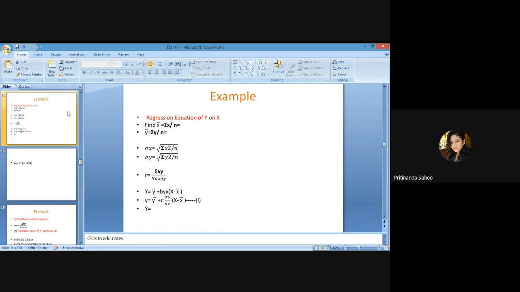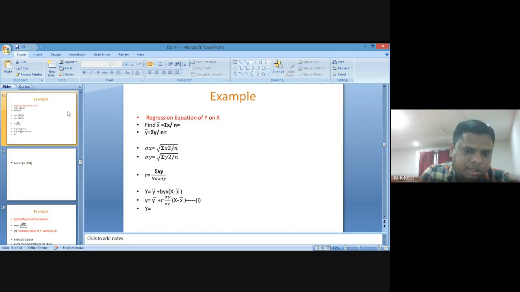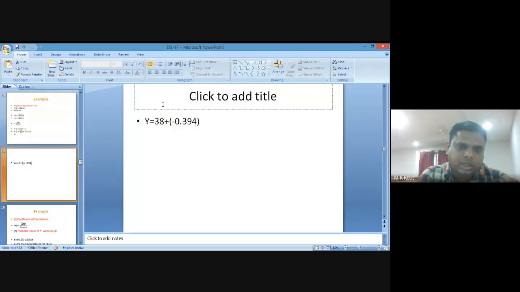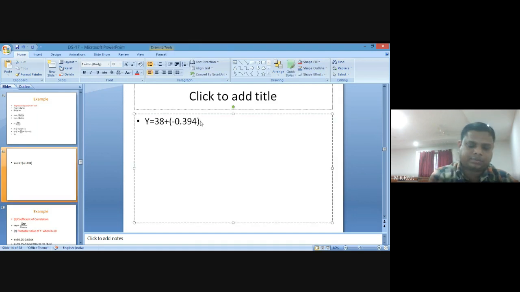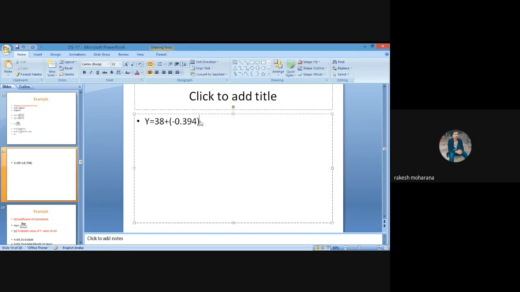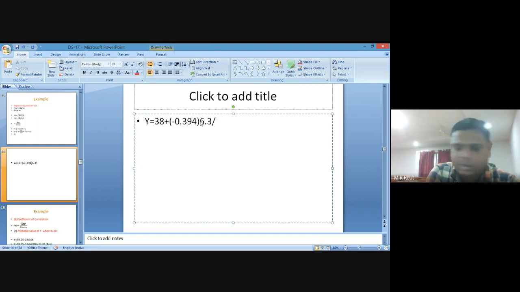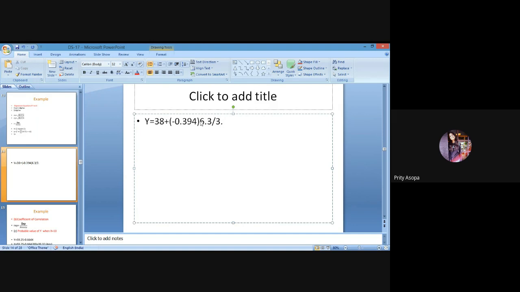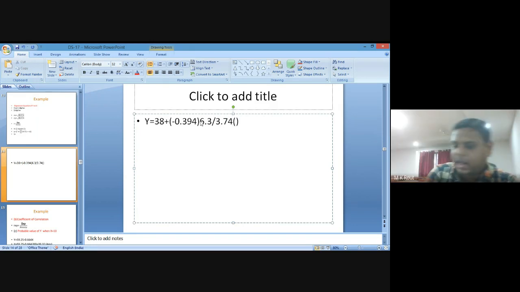Just go to the formula part. That is byx equals r into sigma y divided by sigma x. Is it clear? Here I write y bar, that is 38, plus the r value, that is minus 0.394, and what is the value of sigma y? 6.3, divided by how much? 3.74, into x minus x bar. What is the value of x bar? That is 32. Is it clear?